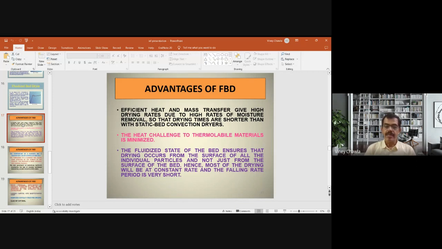The fluidized state of the bed ensures that the drying occurs, as I told you, from the surface of the particles and from all directions, 360-degree, because particles are dancing in the air. They are in a fluidized state. So from all the directions, heat and mass transfer can take place. So most of the drying will be at constant rate. And if you remember the rate of drying curve, the falling rate period will be very short.